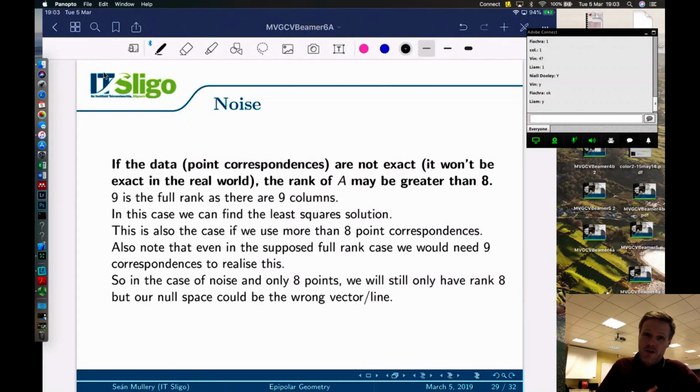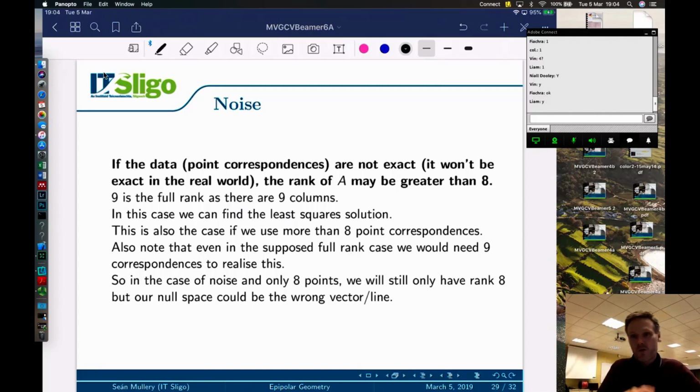But the thing to mention here is that if the data, the point correspondences, are not exact, and it won't be exact in the real world because there's all sorts of noise and there are distortions in the lenses and so on, the rank of A may be greater than 8. What that basically means is that noise can creep into your null space, and once it does, you no longer have a null space. It's like if I've got a sheet of paper here and I have noise, the noise is not necessarily sticking to the paper, it could often be sitting up off it, and it means that I can no longer find a vector that's outside of that.